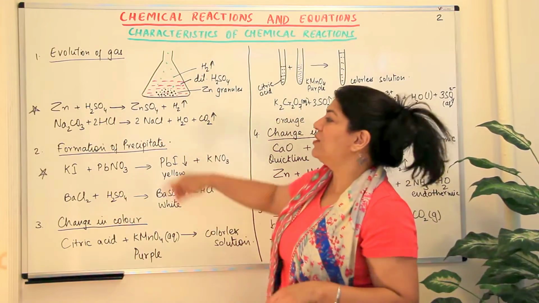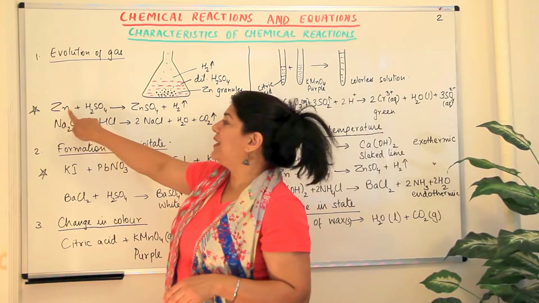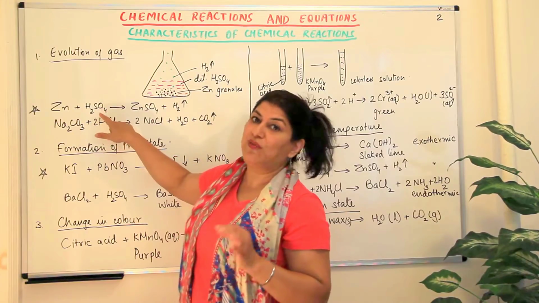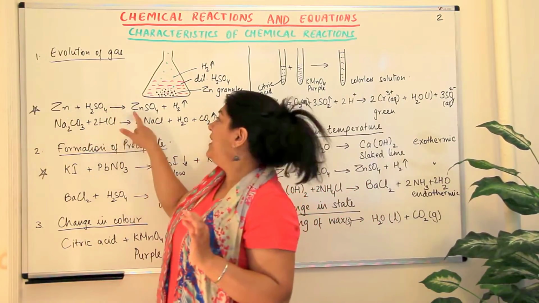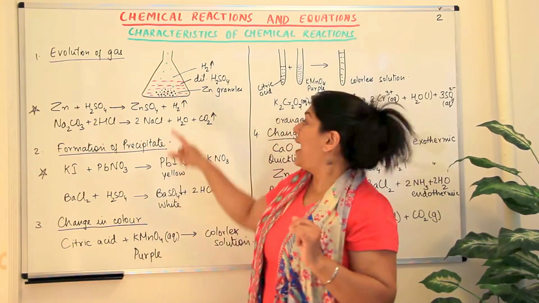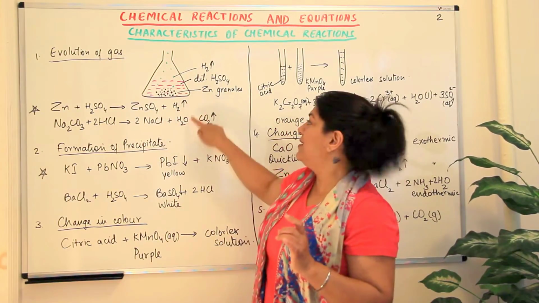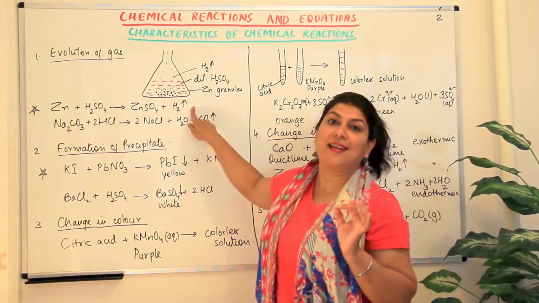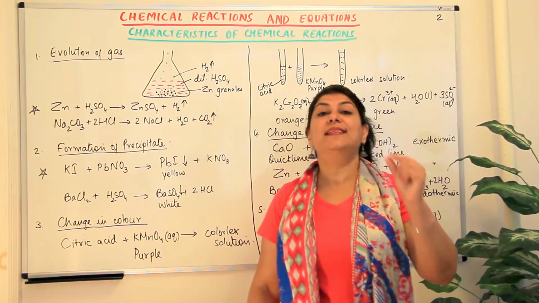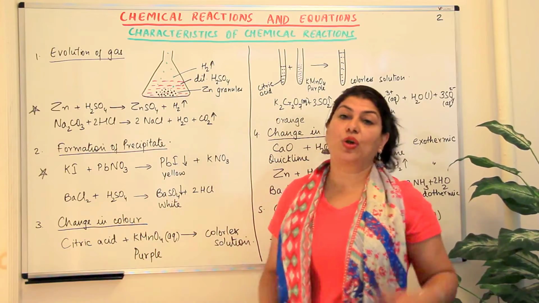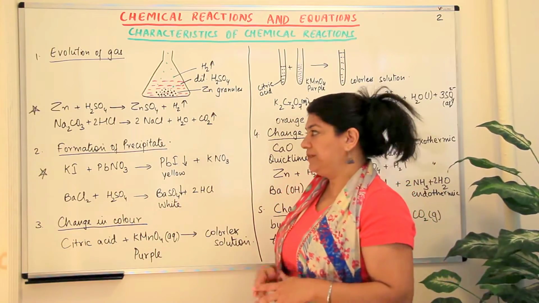I've written this in the form of an equation. You have zinc and you add sulfuric acid. The formula for sulfuric acid is H2SO4, zinc is Zn. It gives you zinc sulfate and hydrogen gas. This arrow upwards means it's a gas. So a gas is evolved, and the evolution of a gas is an indication that the change that we are talking of is a chemical change.